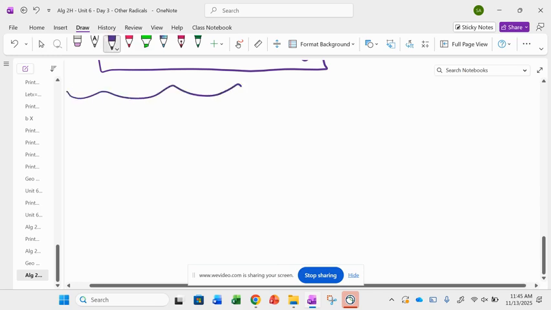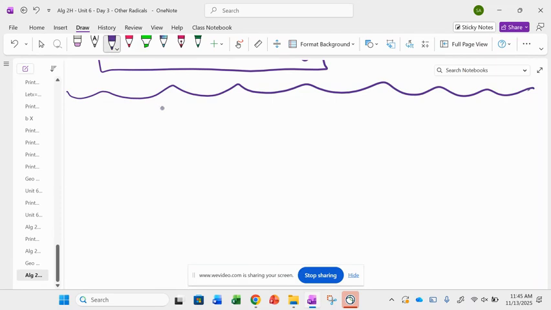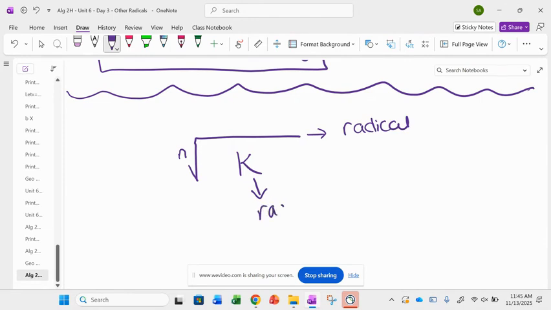So just to recap, up until this point, everything has had an index of 2. We've been dealing with square roots. Today, we're going to change that. So if I have a radical, remember, this is called the radical. This is called the radicand. And the number by the check mark is called the index.